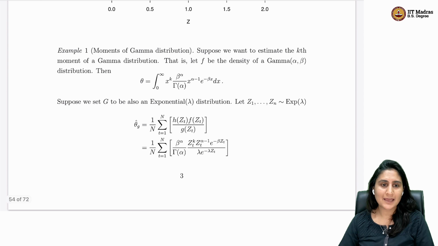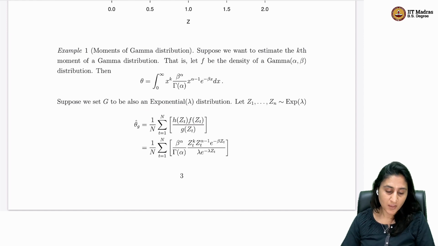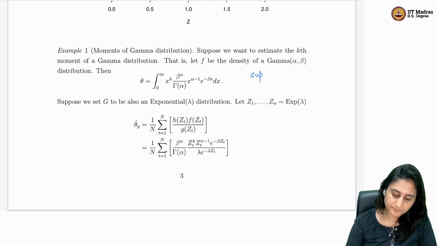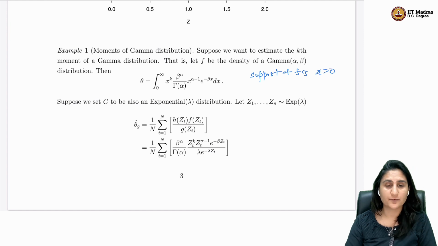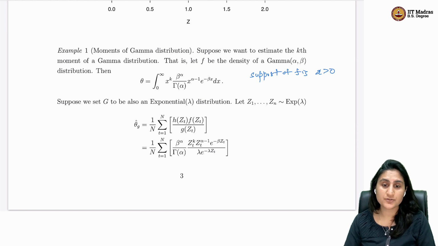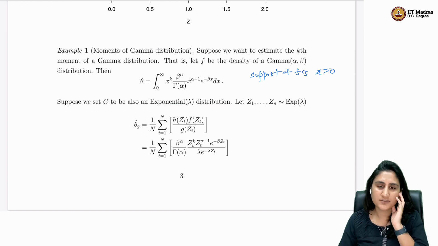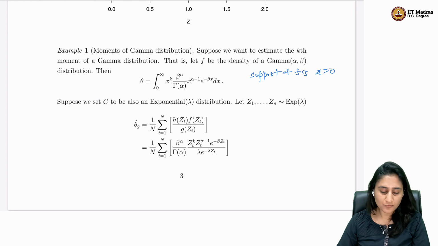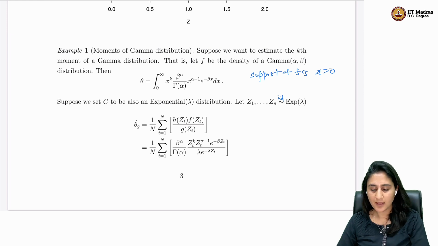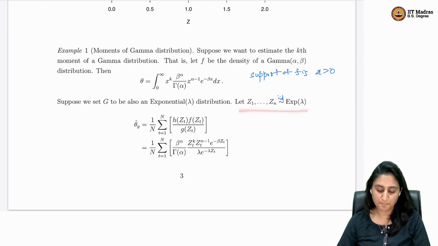Now suppose we set g, my proposal or importance distribution, to be an exponential distribution. The support of f is x greater than 0, and so I should choose a proposal distribution such that its support is also greater than 0. The support of an exponential random variable is in fact the positives. So now let's say I get Z1 up to Zn, IID from exponential lambda.